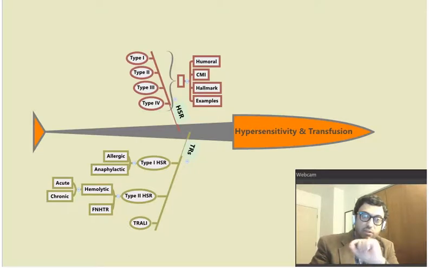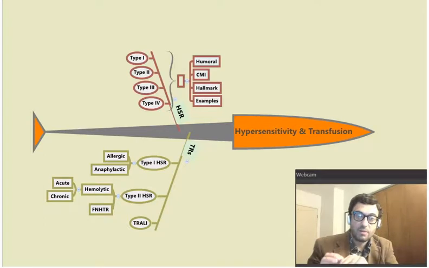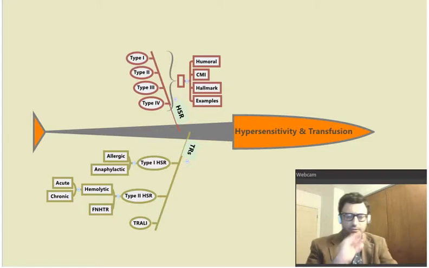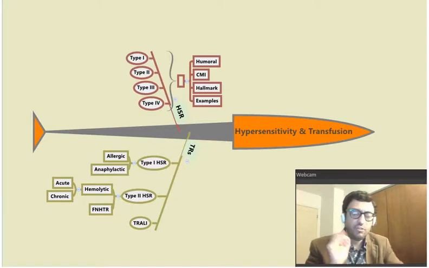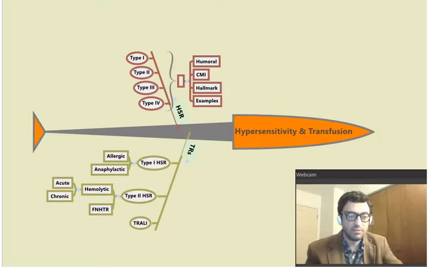Why is it so? Because in TRALI, or transfusion-related acute lung injury, the donor's antibodies, especially anti-MHC class 2 and anti-leukocyte antibodies, react against the recipient's neutrophils and, in other words, white cells and pulmonary endothelial cells.